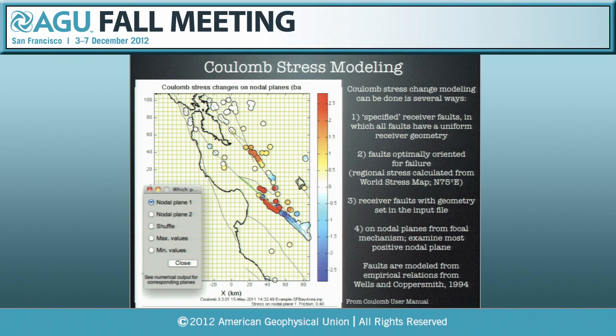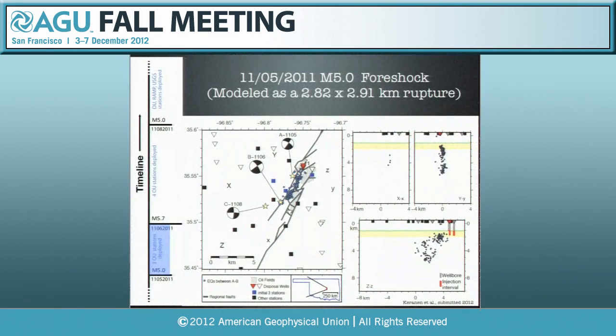I should also say that faults are modeled from the empirical relations of Wells and Coppersmith in 1994. So our fault model, or area of slip, is defined using those relationships. So again, event A, this magnitude 5.0 foreshock, is modeled using that Wells and Coppersmith 1994 relationship, and it has approximately a 3 by 3 kilometer rupture.